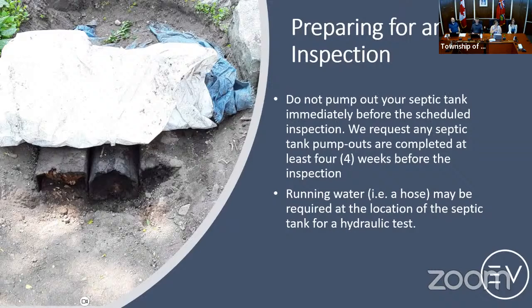But particularly for a seasonal property or maybe just weekend usage, 4 weeks is a pretty safe value that we've put in here. And then we'll flag back to the running water. So a hose may be required if we have to do our hydraulic test. A hose would be required to bring towards a septic tank. And then we'll note this picture.